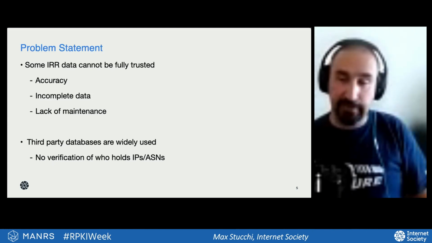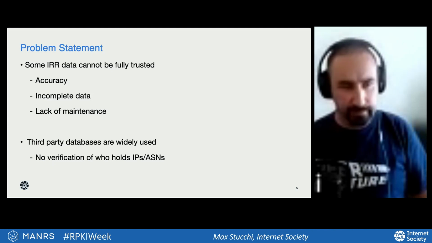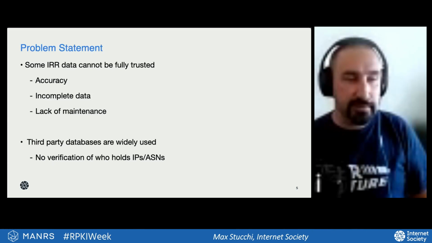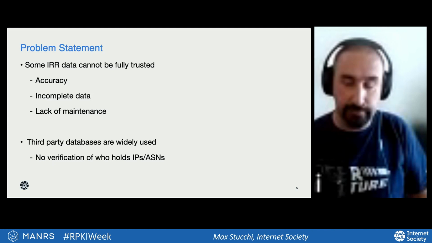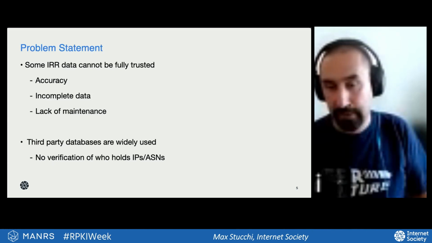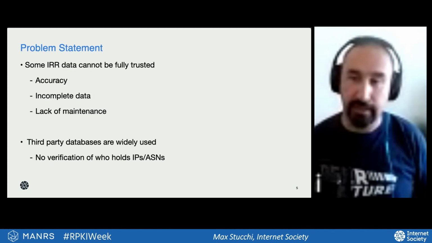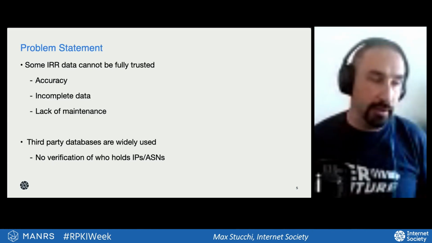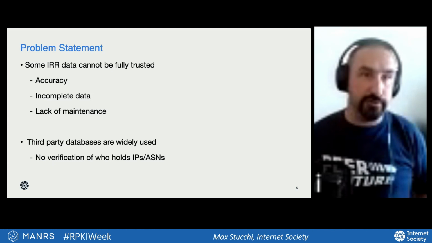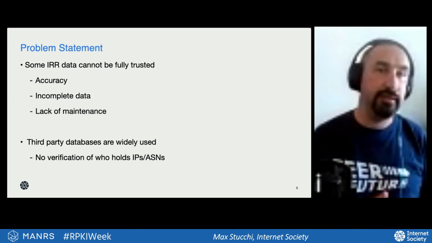But this is a clear example of, okay, there's lack of maintenance, but we can manually override that and who cares? And then there's a series of third-party databases because, for example, the ARIN IRR is relatively new. In LACNIC, the IRR is also relatively new. So in those regions, you had to create your entries in a third-party database.